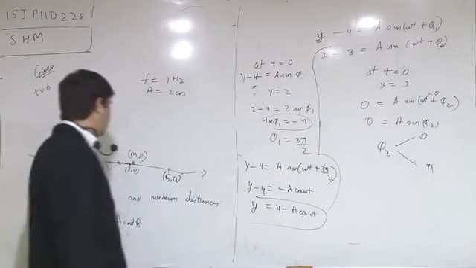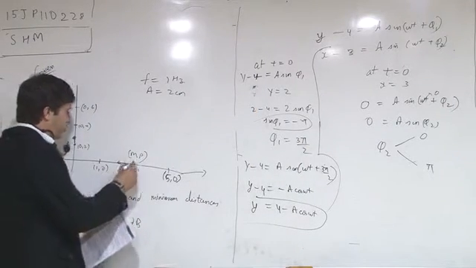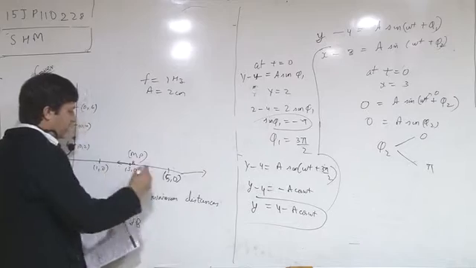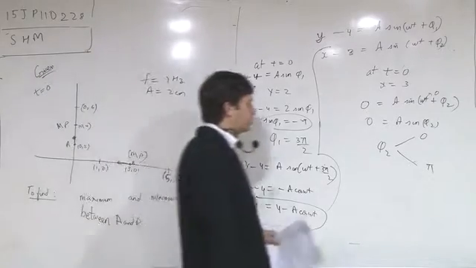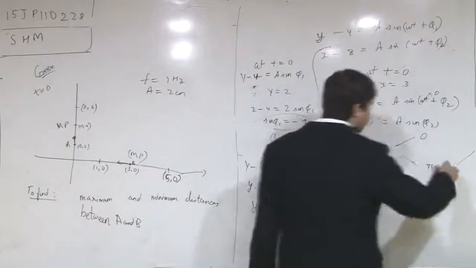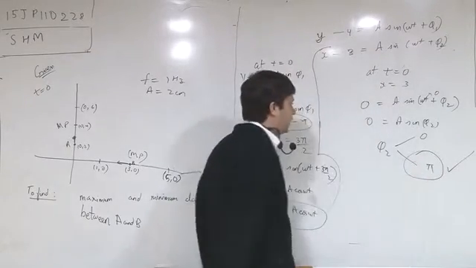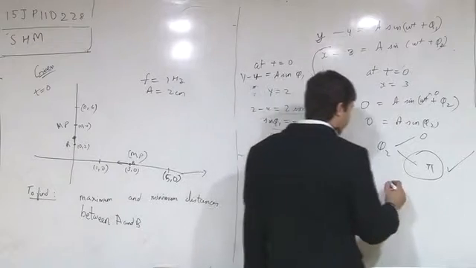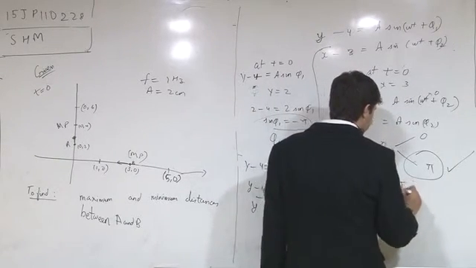If it had been moving towards the right, we could have taken phi 2 equal to 0. But since it is moving towards the origin, the value of phi 2 is taken to be pi. So phi 2 here comes out to be pi.